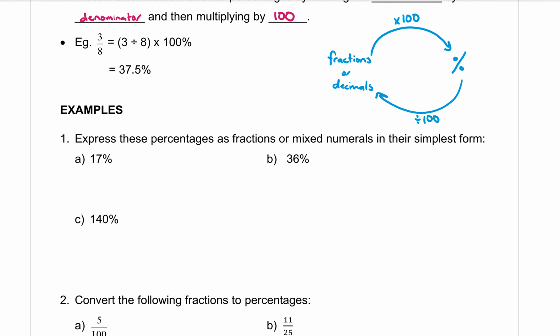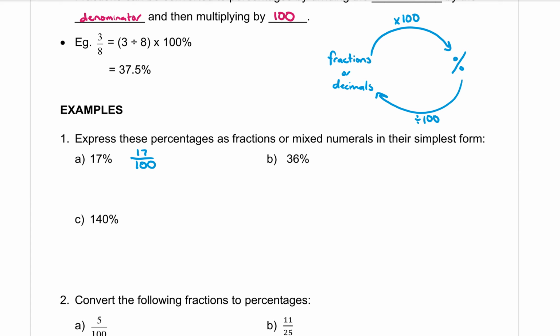Example 1 says express these percentages as fractions or mixed numerals in their simplest form. So first of all, we have 17%. So we have a percentage, we want to go to a fraction, so that means we want to divide it by 100. So all we do is go 17 and we divide it, which means we put it over 100. Then we check to see if we can simplify, but 17 is a prime number, so we can't do anything else for that question. That's it, so 17 over 100.